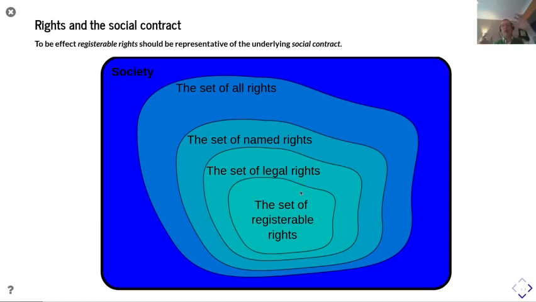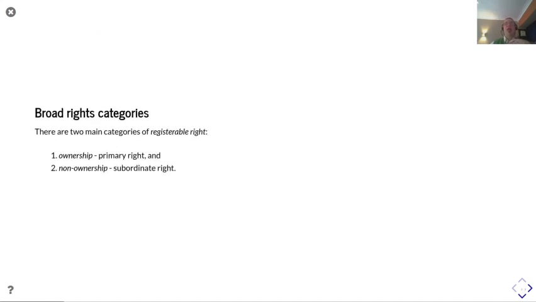And so you have this amorphous nature, in that some of these rights can change over time. That reflects the need of the legislation to keep in step with social change and the social expectations within which it operates. There are two main categories of registrable right. There is an ownership right, the primary right, and a non-ownership or subordinate right.